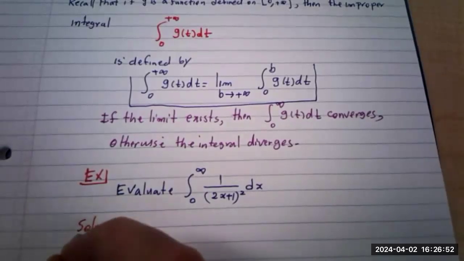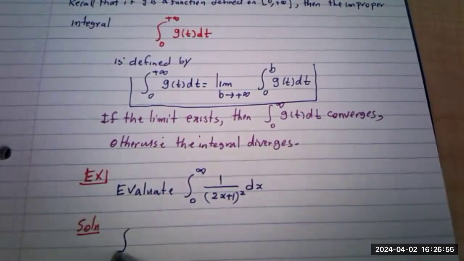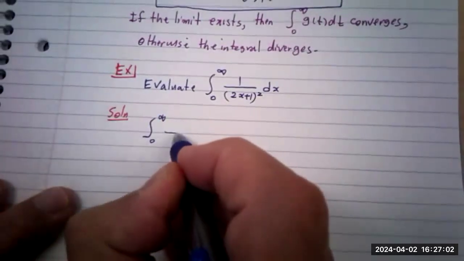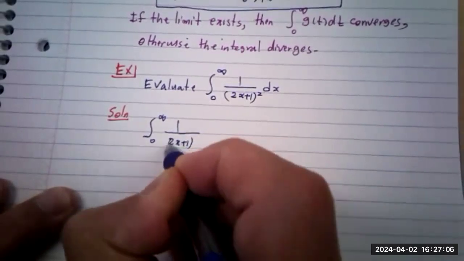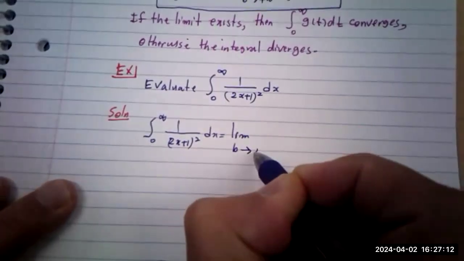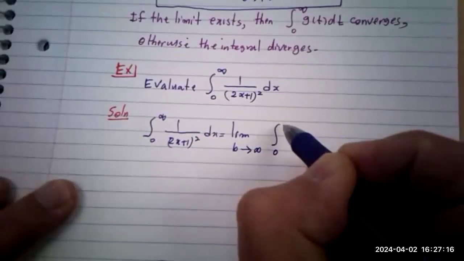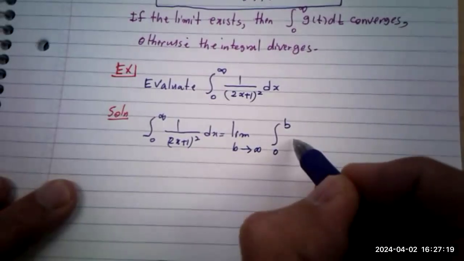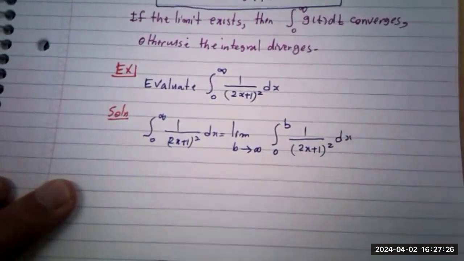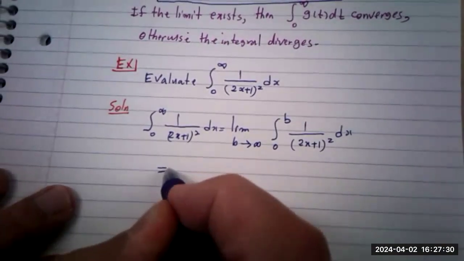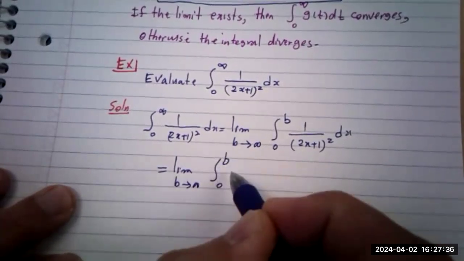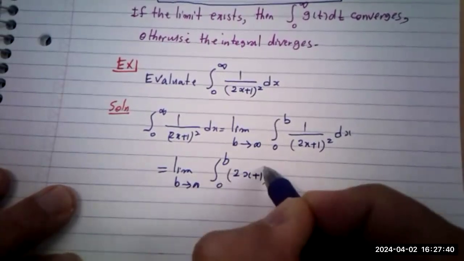So the solution is going to be, we start with the definition: the integral from zero to infinity of 1 over (2x plus 1) squared dx is equal to the limit as b goes to positive infinity of the integral from zero to b of 1 over (2x plus 1) squared dx. That's the definition. Now we integrate it. So this is going to be (2x plus 1) to the negative 2 dx.